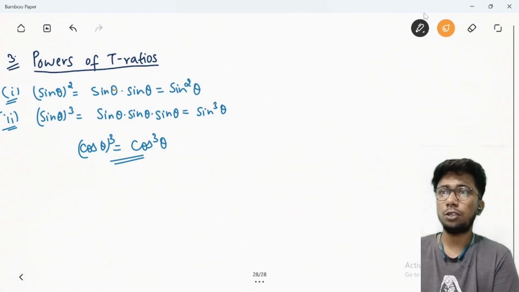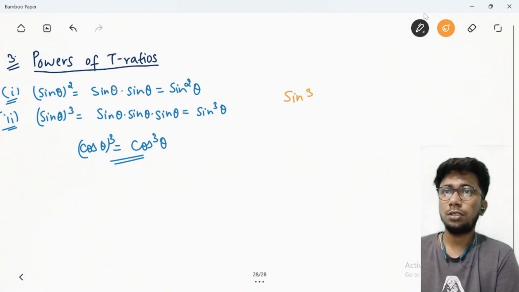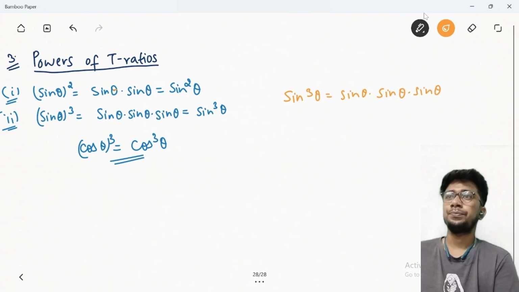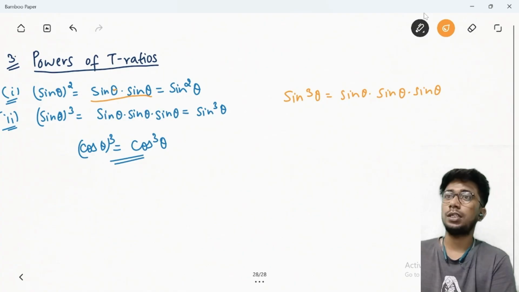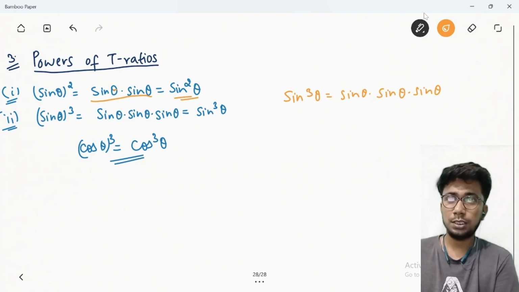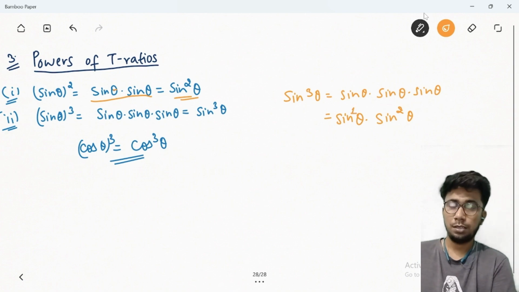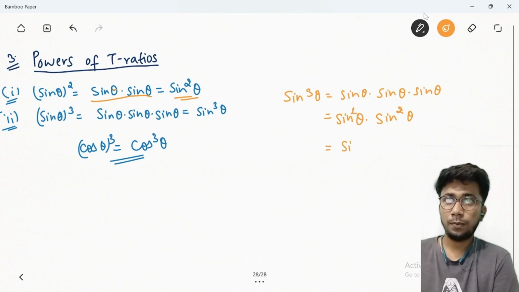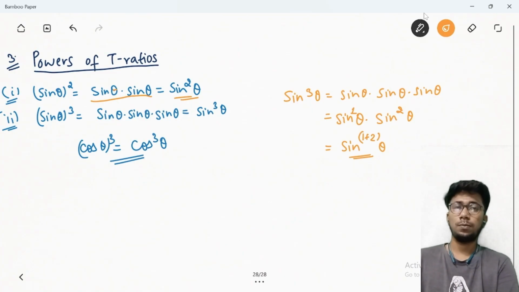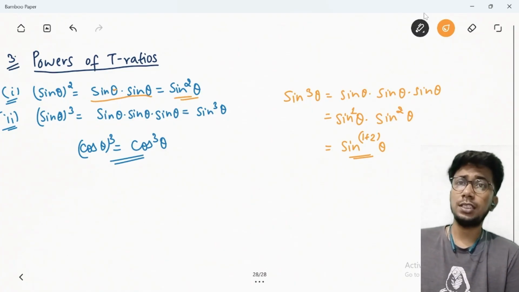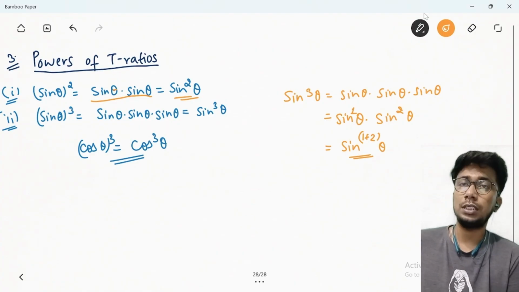Sin square theta, sin cube theta को मैंने क्या लिखा? Sin cube theta was sin theta into sin theta into sin theta. बट यहां से मैं देख सकता हूं sin theta into sin theta is what? It's sin square theta. That means this is equal to sin theta into sin square theta. यहां पर कुछ नहीं है, दैट मीन्स इसकी पावर 1 है. सो क्या ये साइन ऑफ 1 प्लस 2 थीटा है? क्लियरली दिखा है. दिस साइन क्यूब थीटा इज साइन ऑफ द सम ऑफ द पावर्स ऑफ दीज टू साइन थीटा.